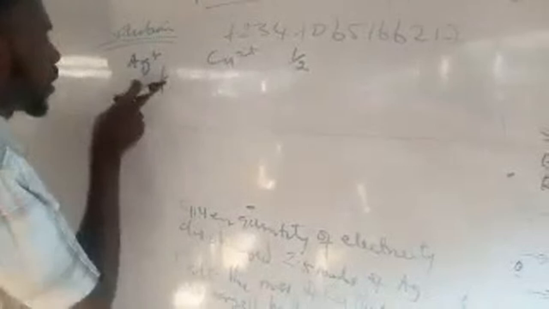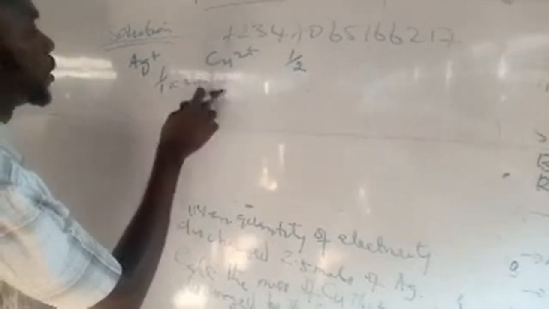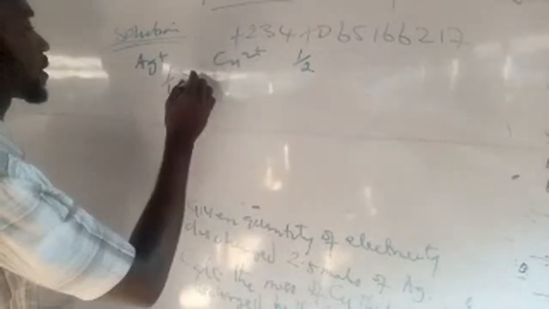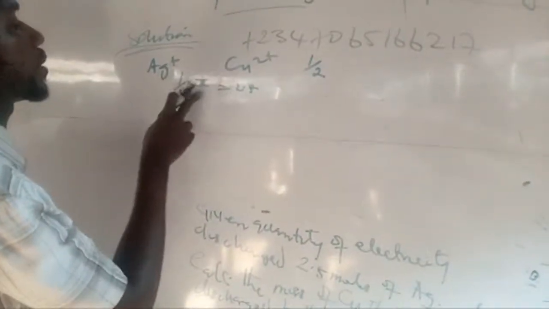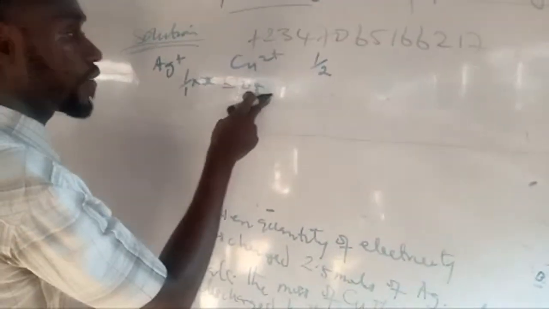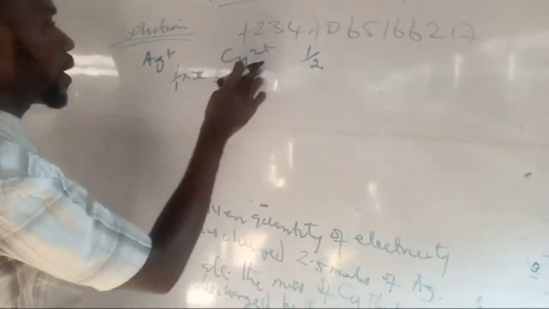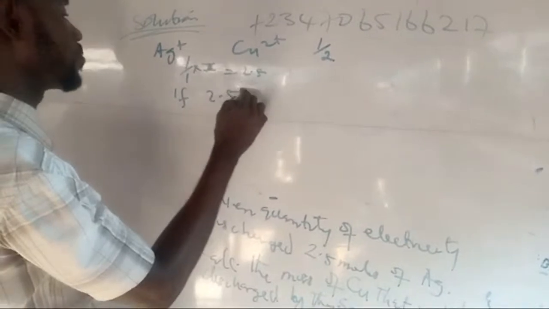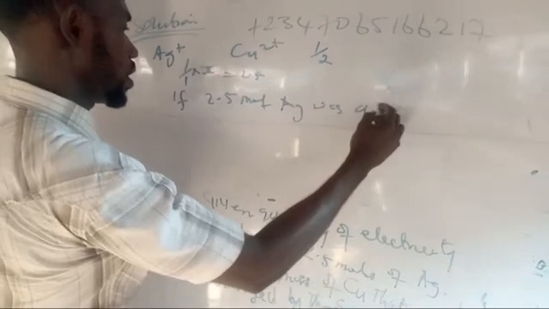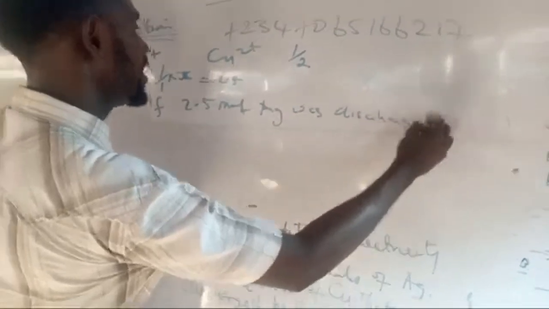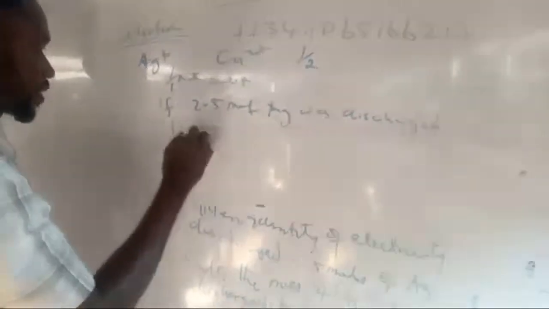So 1 over 1 times 2.5 will be equal to 1 over 2 times x. Let's assume the final mole, which we don't know, is x. You will still land at x equal to 2.5. So we take 1/2 of the x you calculated. So the number of moles of copper, if 2.5 moles of silver was discharged, what mole of copper will be discharged? 1/2 of that of silver that was discharged. Simple.